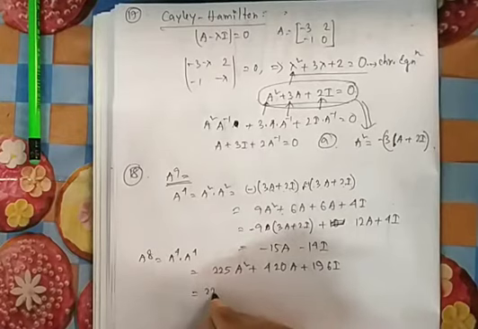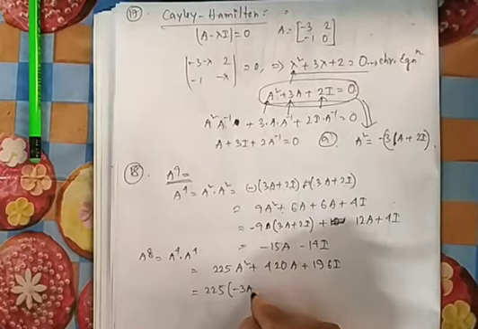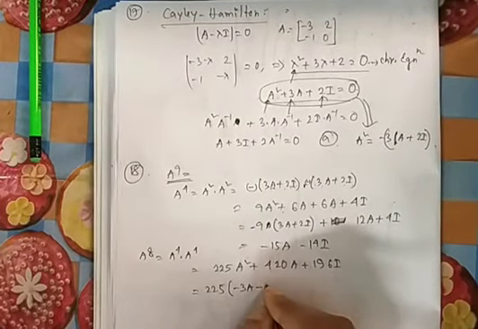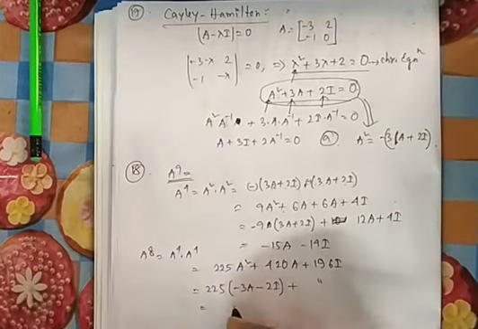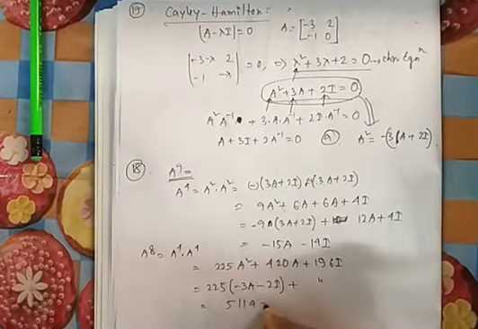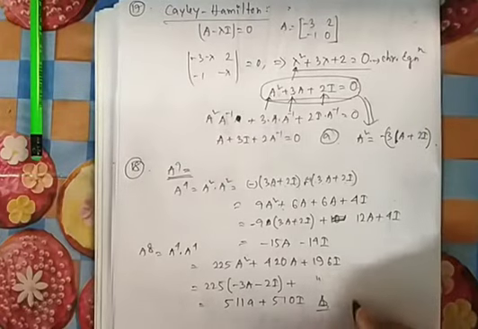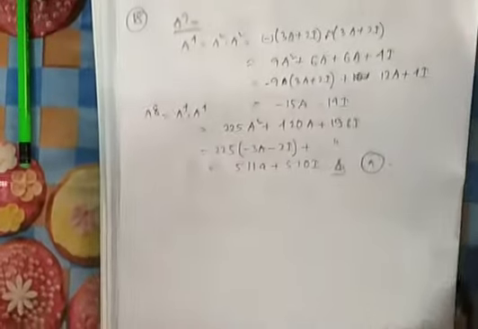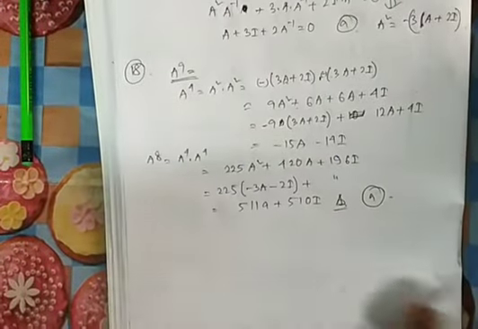So okay, in place of A square again, if you put minus 3A minus 2I, and the rest is the same, and simplify it, you will get the answer, that is 511A plus 510I. I am not simplifying it fully, you can do the plus and minus. So you will get the answer, that is your option A. So if this is done, then let's go for 19.